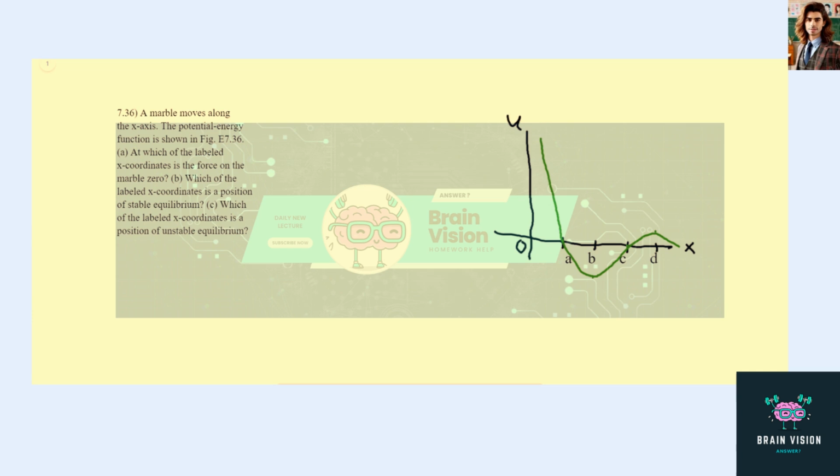In the context of potential energy, remember we have an equation that tells us that the force on a particle at a certain point is equal to negative the derivative of the potential energy with respect to that variable. That means that wherever we have the slope equal to 0 is where we're going to have the force on the marble equal to 0. On a graph, that's the point where it's horizontal. So that's going to be at points B and D.